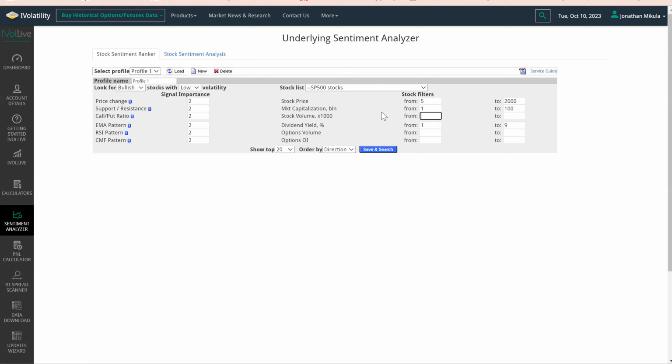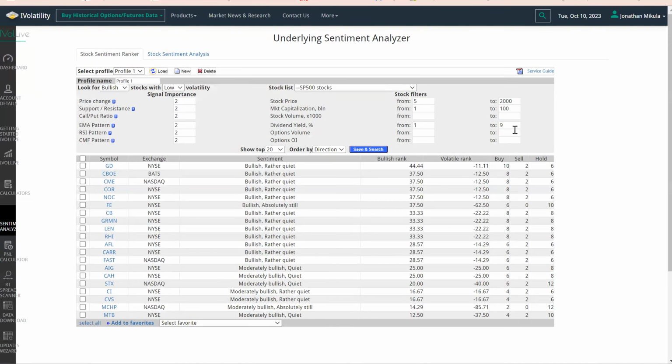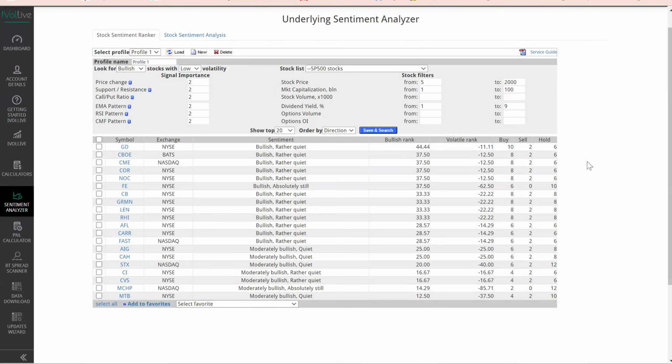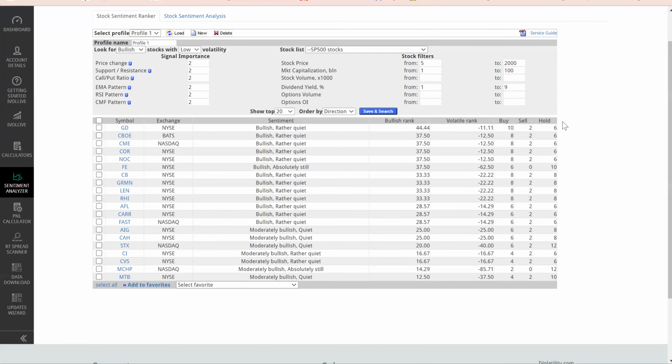Stock volume, we're in the S&P, so it probably doesn't matter because there's tons of volume on all the names within the S&P 500. That's why I've left options volume and options open interest blank, because those are always strong, robust numbers regardless. And we only want to look at things that have a dividend yield. Because ultimately, if our bullish bet is selling a put, if we do get put, we want to earn a dividend. So I did 1 to 9 because I've tended to find anything over 9 means a dividend cut is coming, which then sends the stock lower.